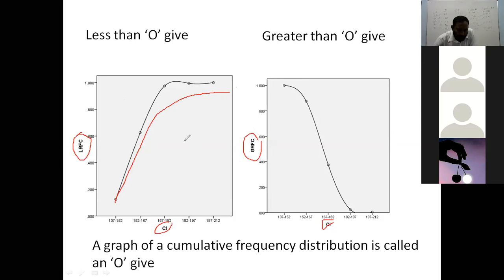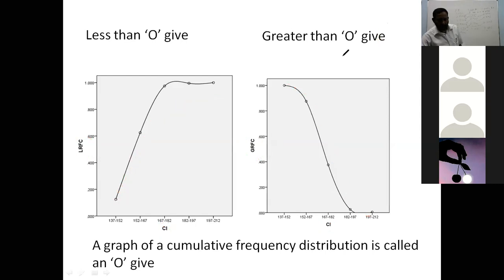Less than relative frequency cumulative. This is greater than relative frequency cumulative. This is nicely coming down. So these are typical types of graphs, and they have a special name. They are called ogives. We call these the less than ogive and the greater than ogive. If it is a less than ogive, you should know how to draw it. If it is a greater than ogive, you should know how to draw it. Simply, it's the conversion of what we have seen in the table into a graphic form.